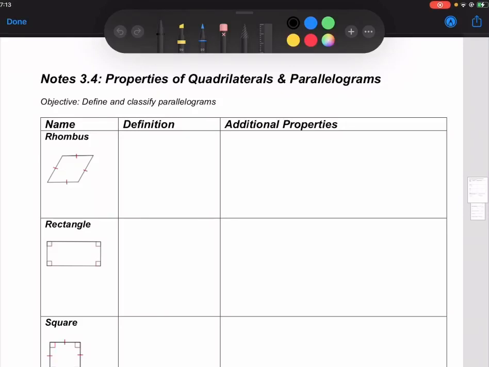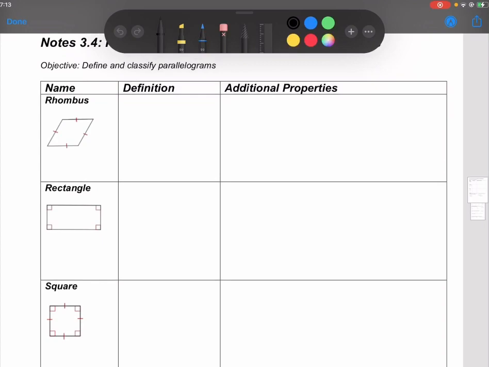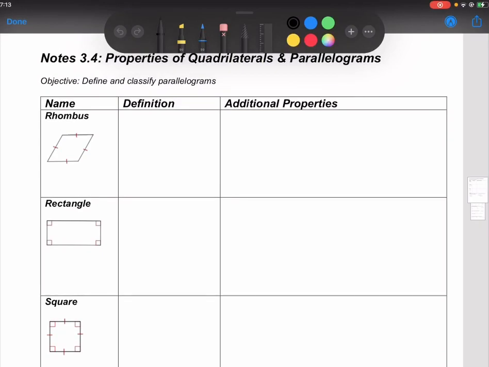So I want to go into a little bit of detail of some special types of parallelograms that we're going to talk about today. So remember, parallelograms: opposite sides are parallel, opposite sides are congruent, consecutive angles are supplementary, the opposite angles are congruent, and the diagonals bisect each other. So rhombus, rectangle, and square are special types of parallelograms, so all of those apply to them as well.